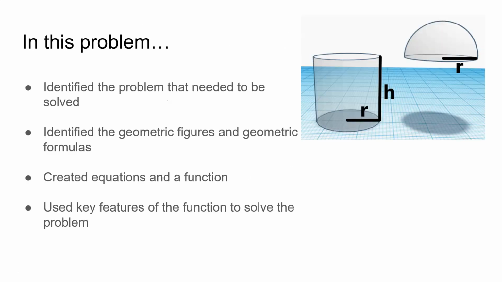7.167 feet. In this problem, we started by identifying what the problem was asking, what geometric figures were being used, and what formulas were needed. Then we created equations by combining formulas, and we created a function that related the radius to the surface area. With the surface area function, we were able to use technology to find a relative minimum value of the function and solve the problem.